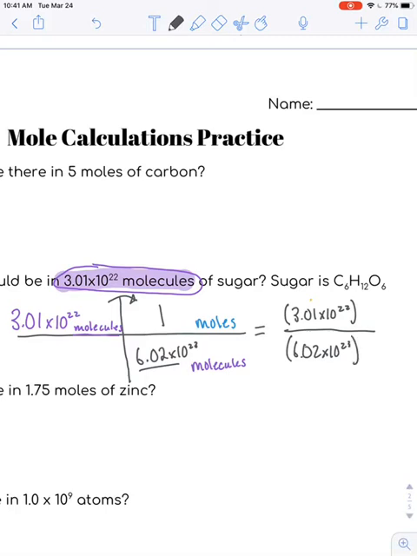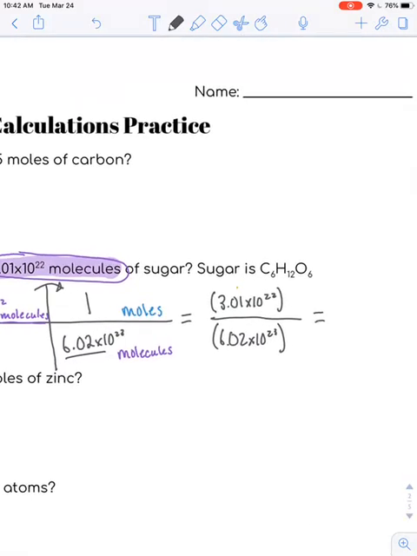Okay, so parentheses around those whole numbers. Type that into our calculator. And when we do that, let's see what we get. 3.01 times 10 to the 22nd divided by 6.02 times 10 to the 23rd. The answer we get when we type that in, hopefully you get 0.05.